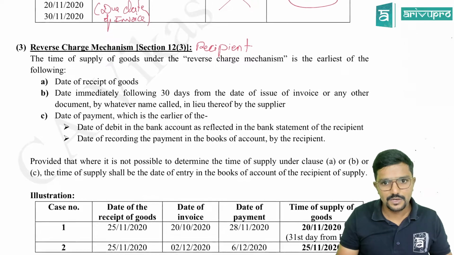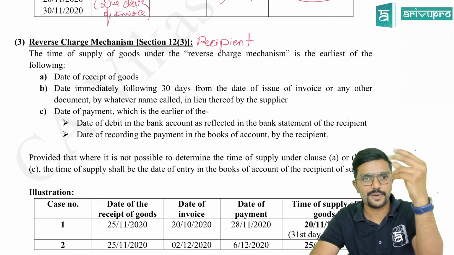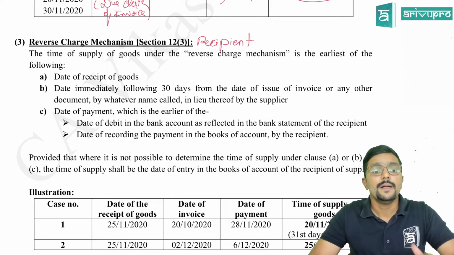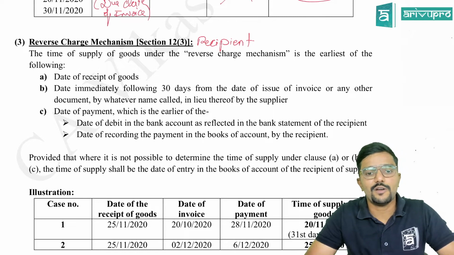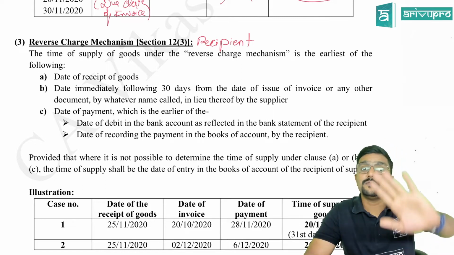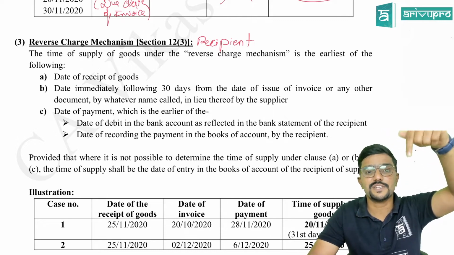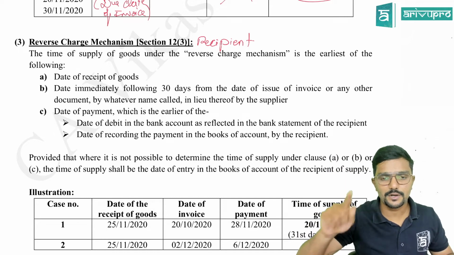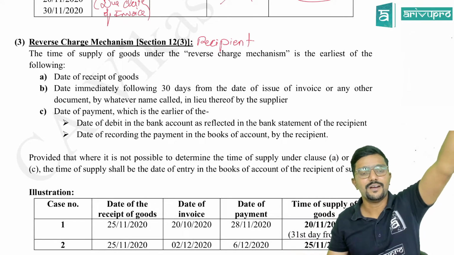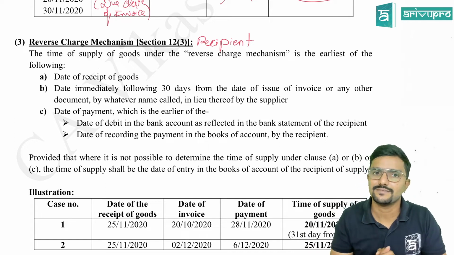Clear? We'll see. So you need to think from whose point of view? Recipient. Come on, it will be easy. Time of supply of goods under reverse charge mechanism is earliest of the following. Sir, when reverse charge mechanism is applicable, we have already learned. Which section? 9(3) and 9(4). Subsection 2 here talks about forward charge. Subsection 3 talks about reverse charge. 9(3) also talks about reverse charge. So subsection 3 has some relations with reverse charge.